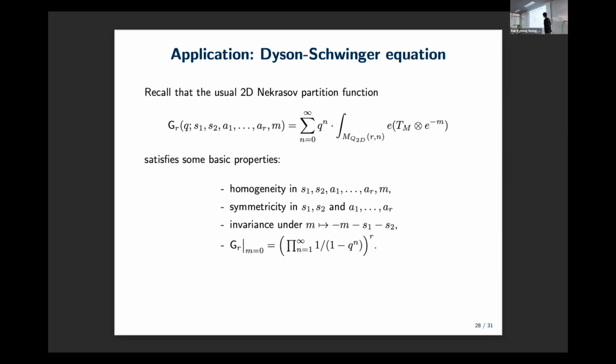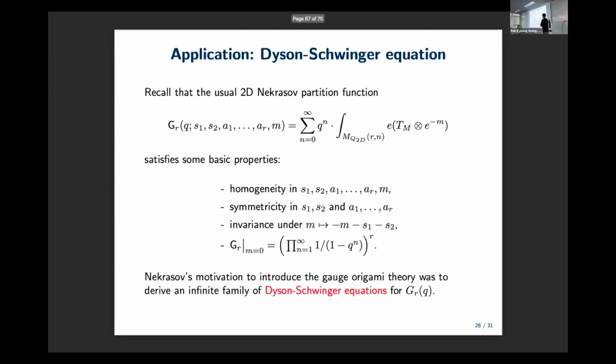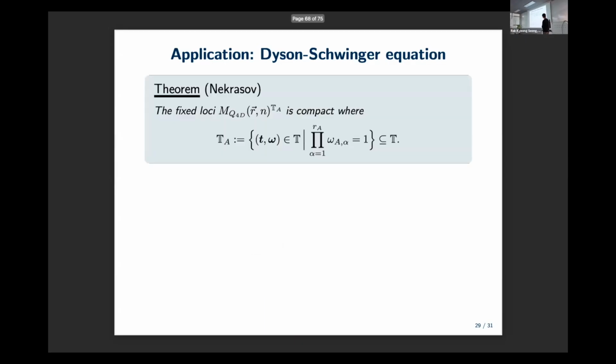So all of these are basic properties of this partition function, but it's really hard to get a closed formula for it. And I think we don't know what would be the correct way to study this partition function, except for the rank 1 case. Anyway, he introduced this origami theory to study the Dyson-Schwinger equation that can be useful to study these partition functions. So let me explain that application.